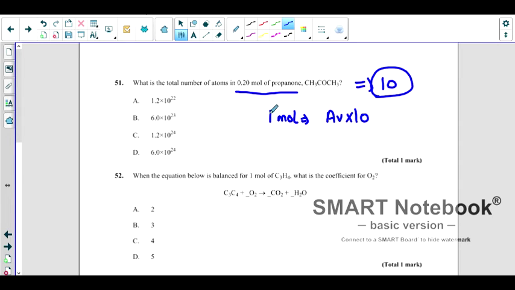Why? We get the value of 1 mole. But we need for 0.2 moles, so we times it by 0.2. So what's the answer we get here? We get the answer, C.